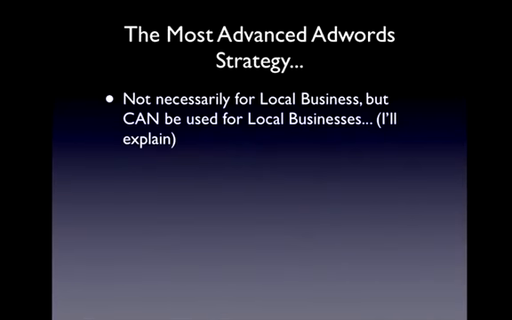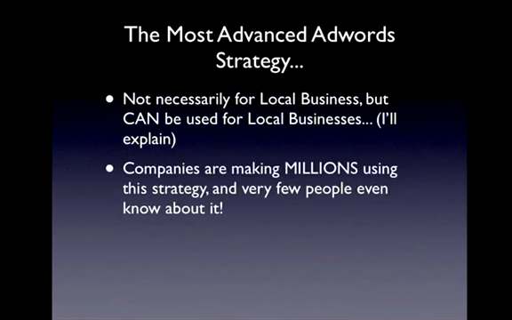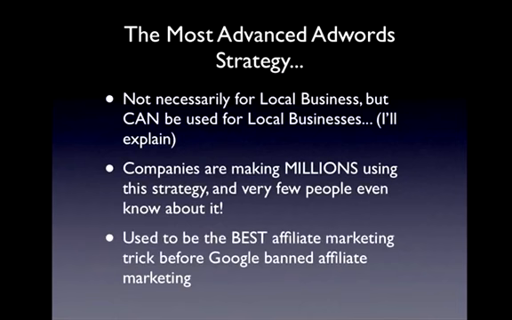Now, this is not necessarily a local business strategy. In fact, it oftentimes works better for not local businesses. It works better a lot of times in big campaigns where you're selling a product or service all over the country or all over the world even. But it can be used for local businesses, and I'll explain exactly how. And like I mentioned, companies are making millions of dollars using this strategy, and very few people even know about it. It's really amazing. It used to be the best affiliate marketing trick before Google banned affiliate marketing.